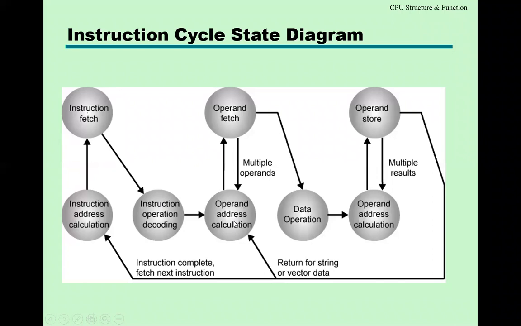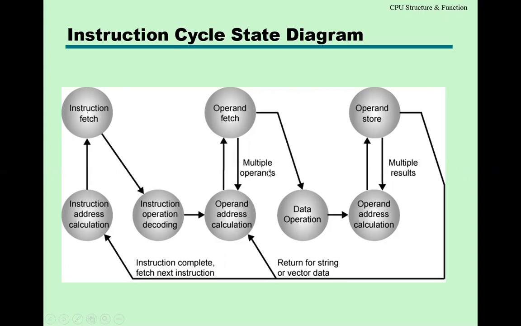So the next step is, again, we have to calculate the address of the operand. We have to calculate the operand address of A and B. There are two operands, so the addresses are calculated here, and we have to fetch the operands. Here you can see there is a cycle for two operands. So operand A is fetched, and then operand B is fetched.